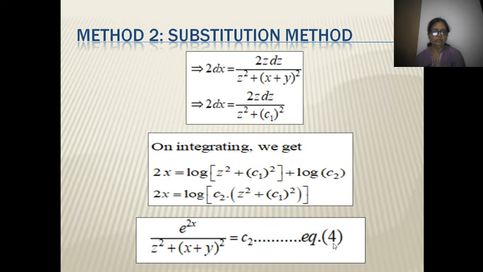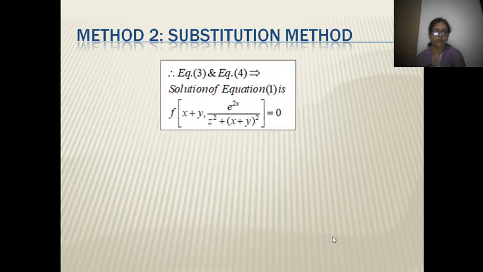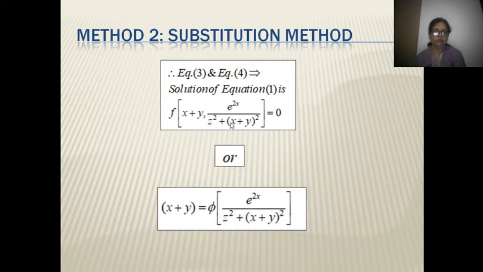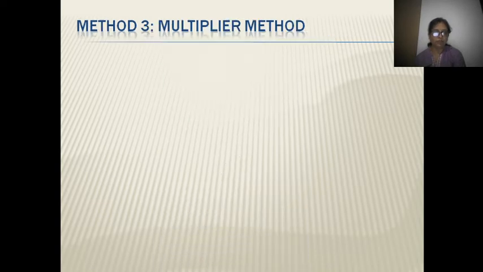In this way, we solve the problem of Lagrange's form. We apply first grouping method for first solution and substitution method for second solution. And lastly, we write down the required solution as f of u, v equal to 0 or u equal to phi of v. Now third method is multipliers method.